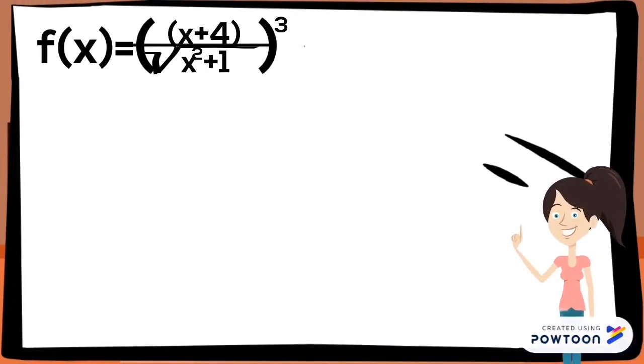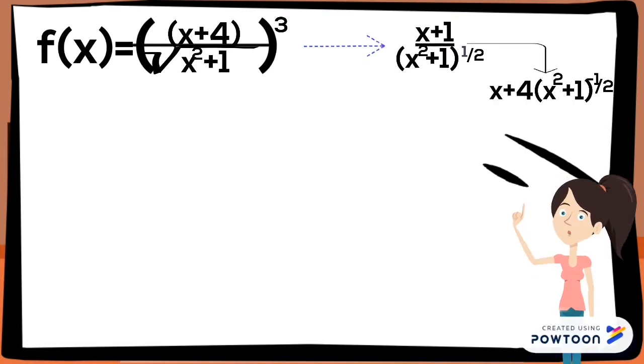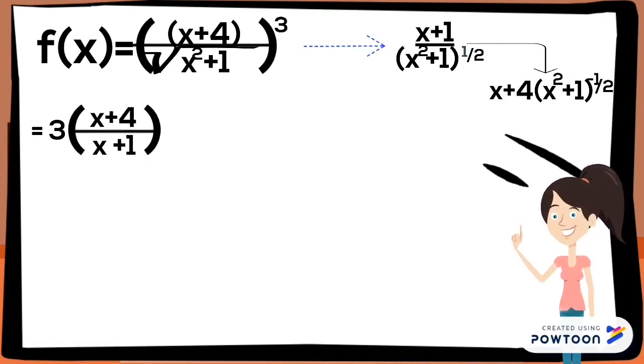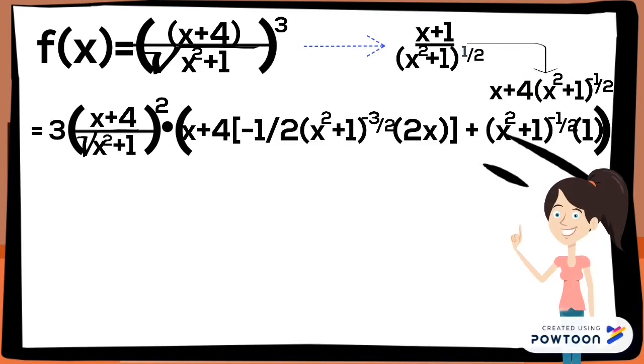Find the derivative of ((x + 4)/sqrt(x^2 + 1))^3. Bring down the exponent 3. Copy the quantity (x + 4)/sqrt(x^2 + 1). Subtract 1 from its exponent. 3 minus 1 is 2. Multiply the derivative of the inside.